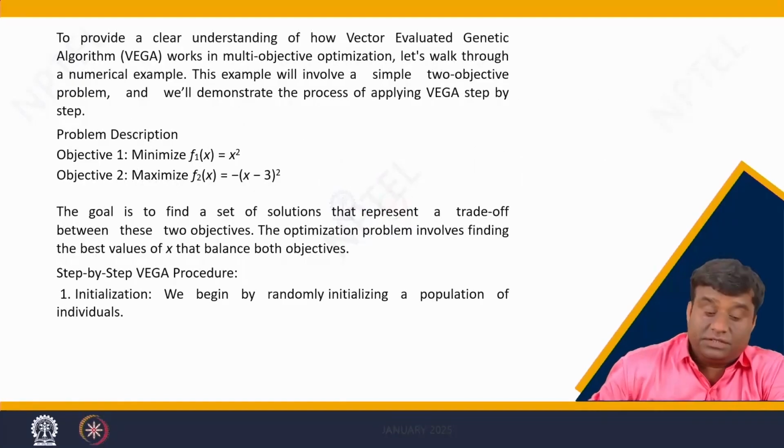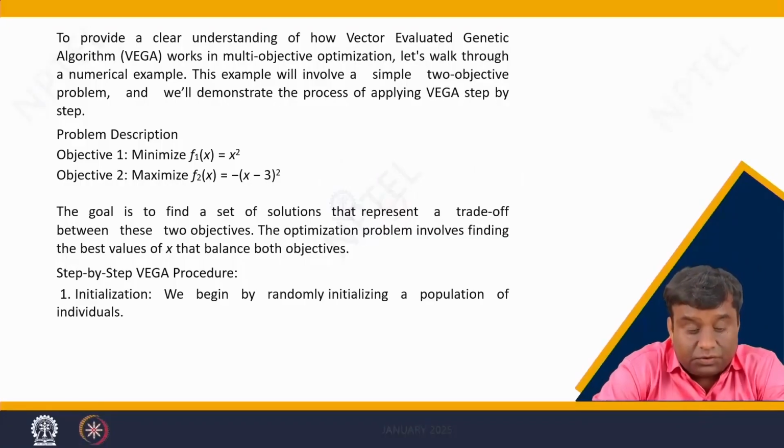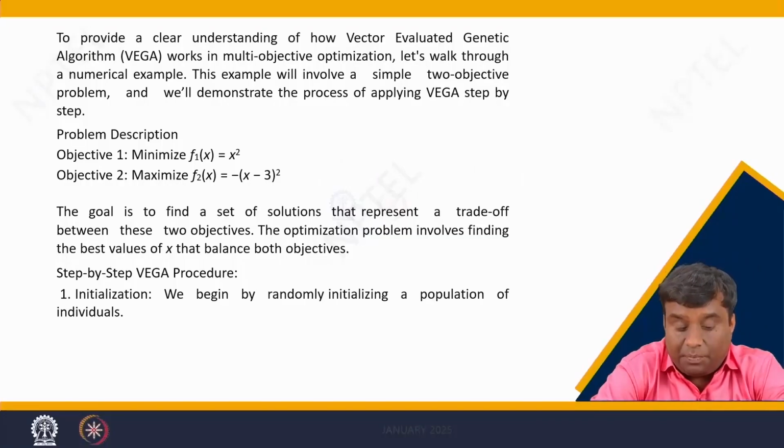Now, try to understand one numerical example. So, to provide a clear understanding of how vector evaluated genetic algorithm, that is VEGA, works in multi-objective optimization, let's walk through a numerical example. This example will involve a simple two objective problems and will demonstrate the process of applying VEGA step by step.